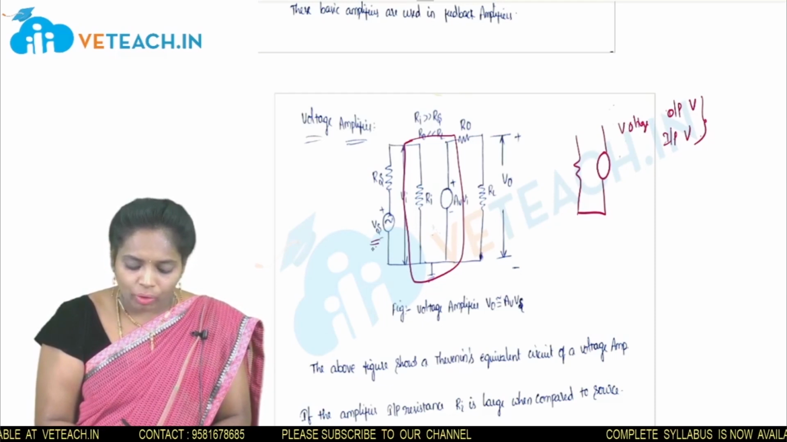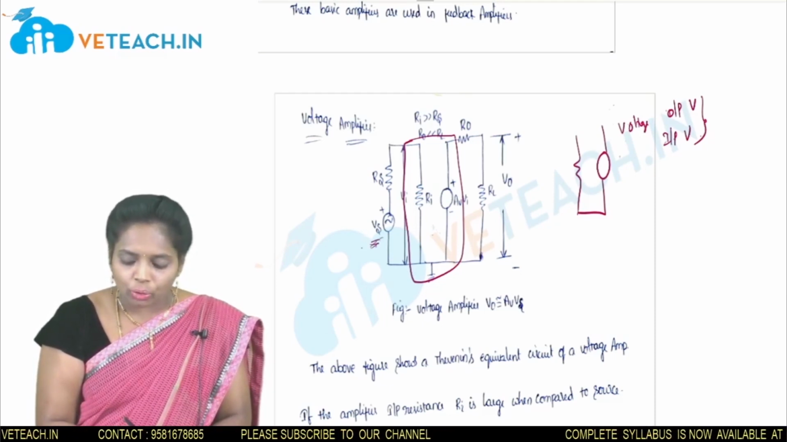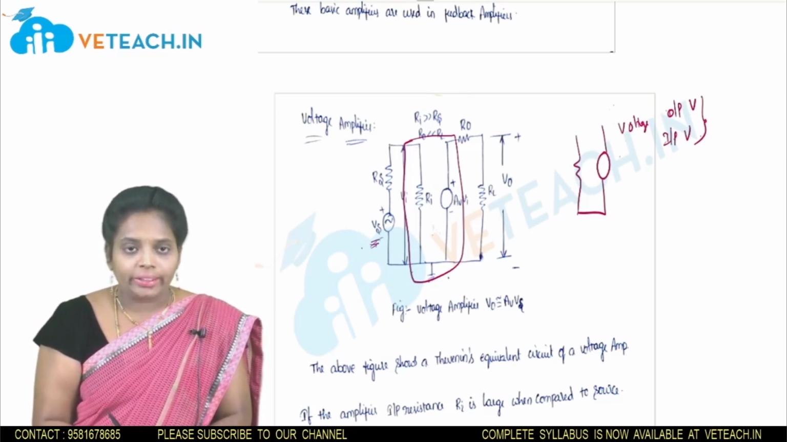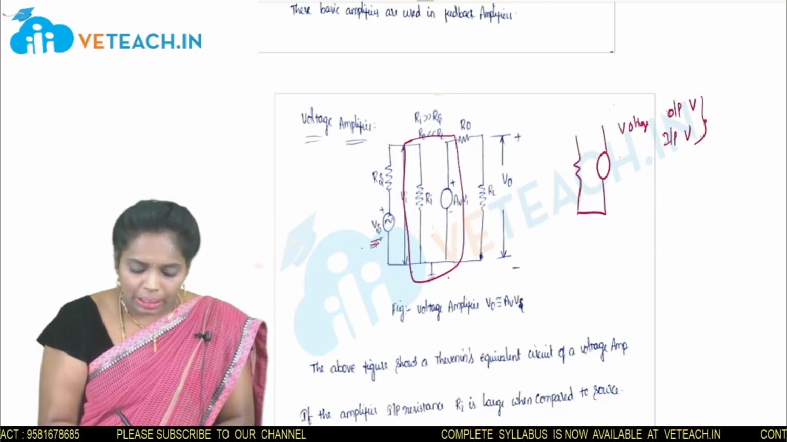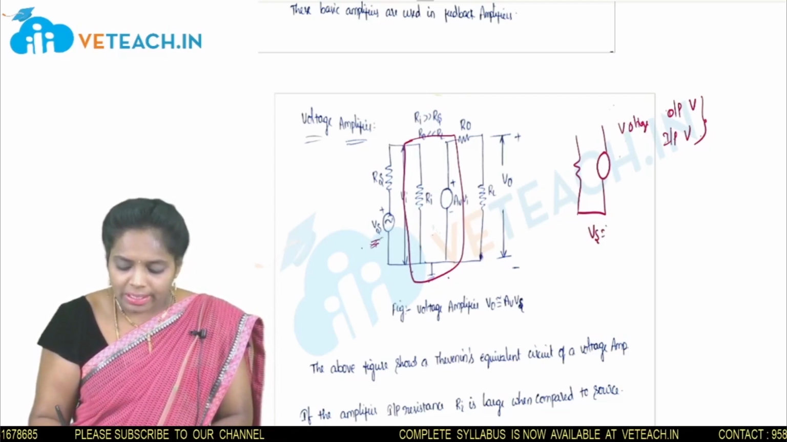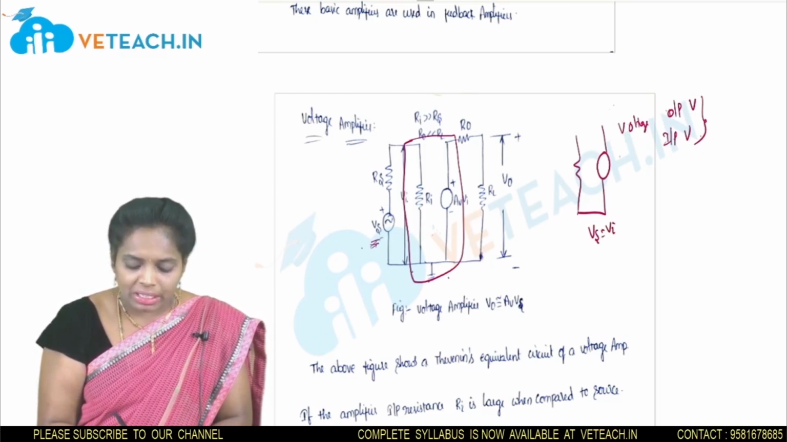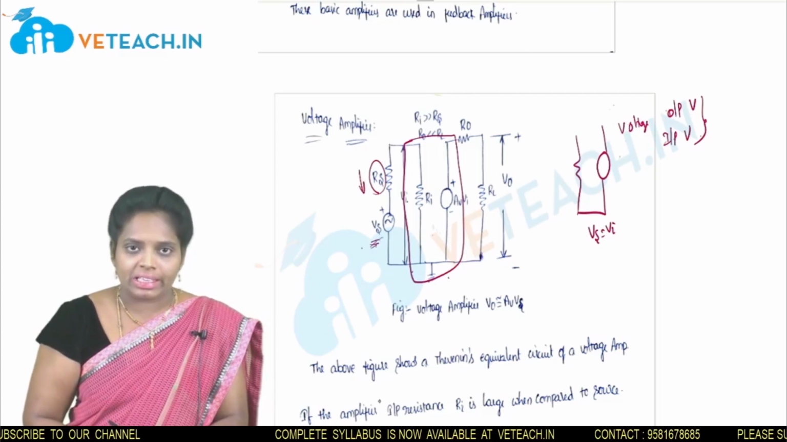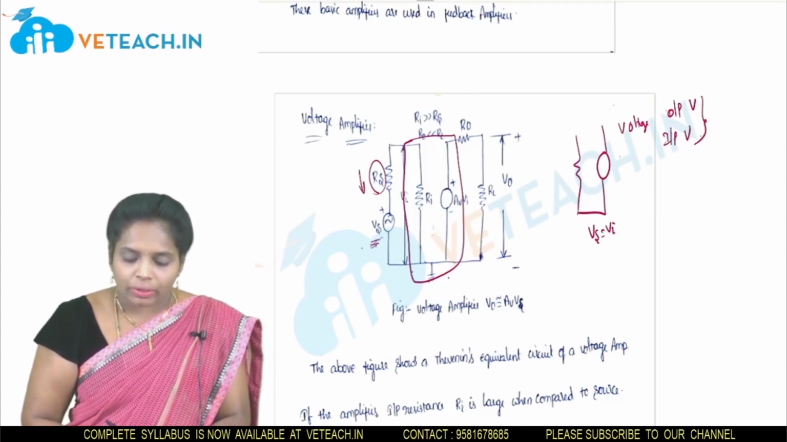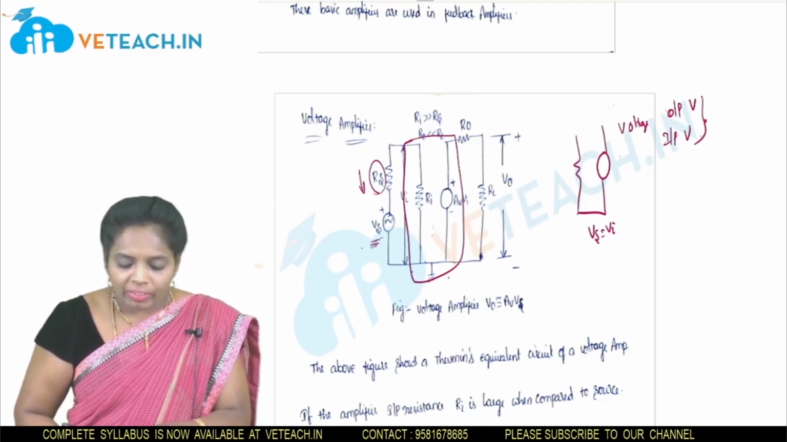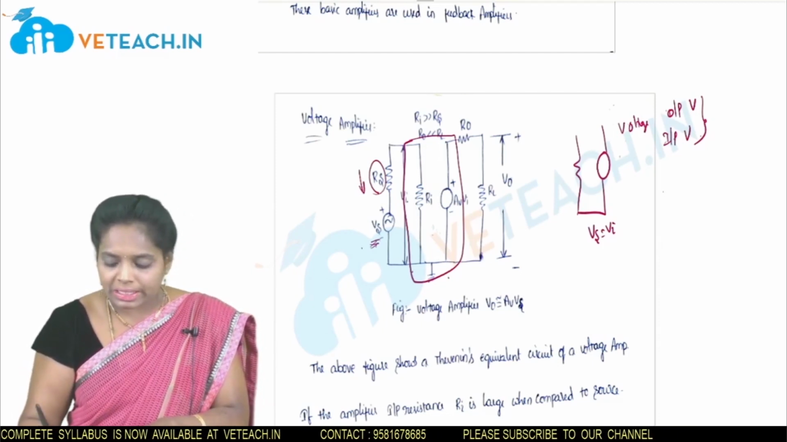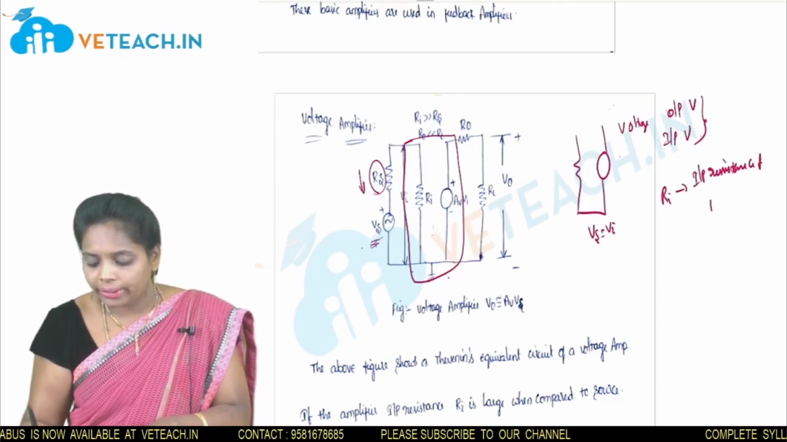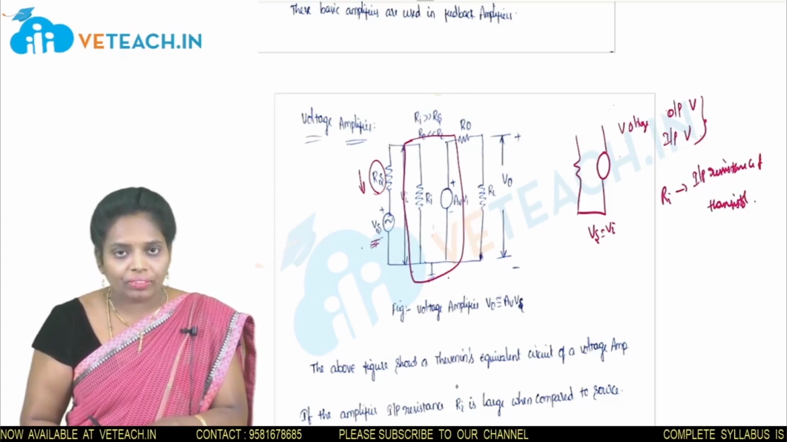That means whatever the source voltage is given, the total voltage must appear across the input of the transistor. In order to make Vs equal to Vi, the voltage drop across this resistor should be very small. So when will the voltage drop across this resistor be very small? Whenever the Ri value, the input resistance of the transistor.